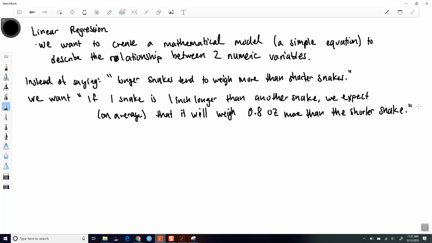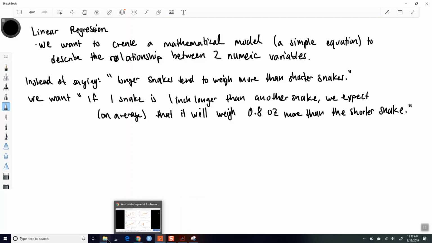Now, of course, when we compare two snakes in real life, they're not necessarily going to have this exact relationship, right? You might have a 15-inch snake and a 16-inch snake that weigh exactly the same amount, okay? That's certainly possible. It's also possible that the longer snake weighs less than the shorter snake because maybe the shorter snake just had a meal or whatever, okay? So as far as individuals go, we can't make any kind of true predictions. But overall, if we compared all the 16-inch snakes and averaged them, and compared all the 15-inch snakes and averaged them, we can make these kinds of trends, right?